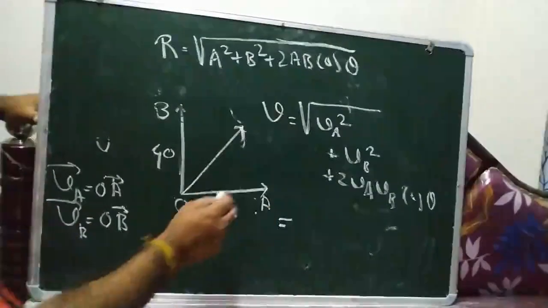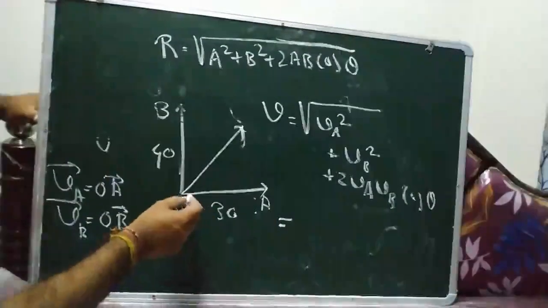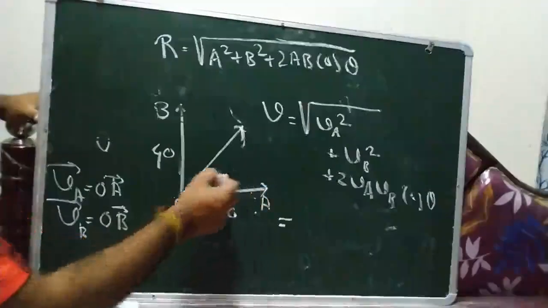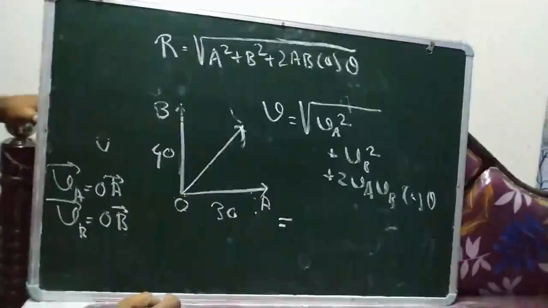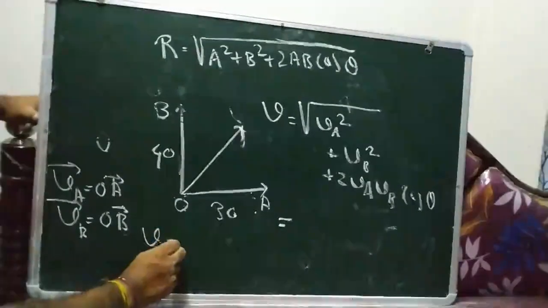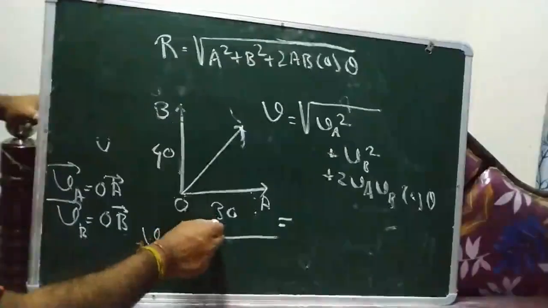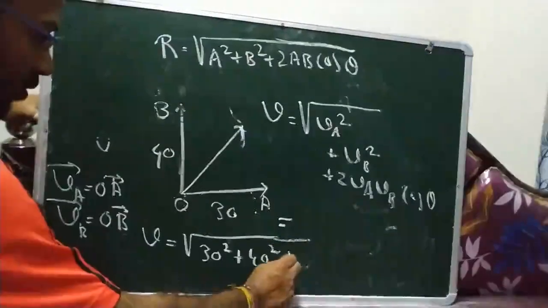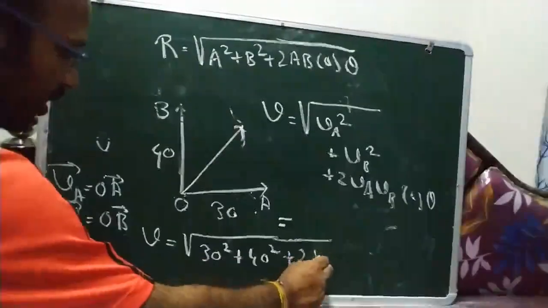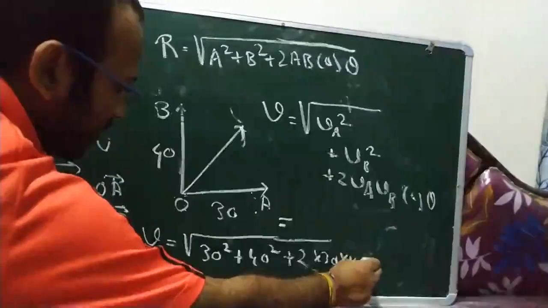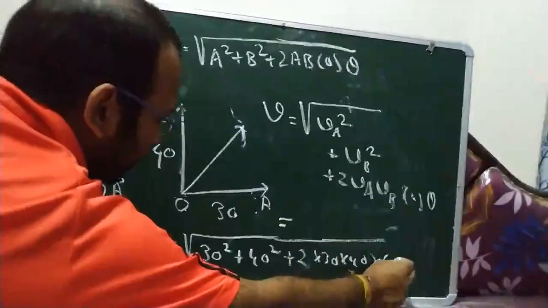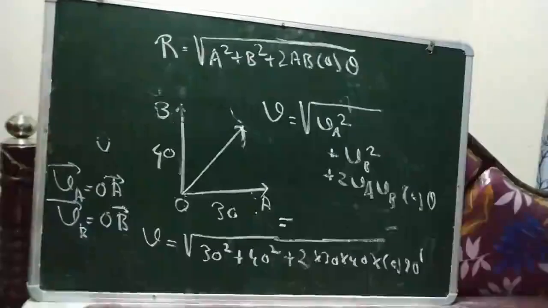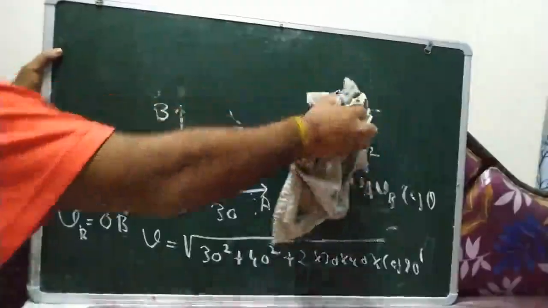Now what is the theta? Angle between A and B. So that means angle between VA and VB. The angle here is exactly 90 degree, so it will be cos 90 degree. If there is cos 90, then what is the value of V? V equal to the square root of 30 square plus 40 square plus twice 30 into 40 cos 90. Cos 90 is 0.